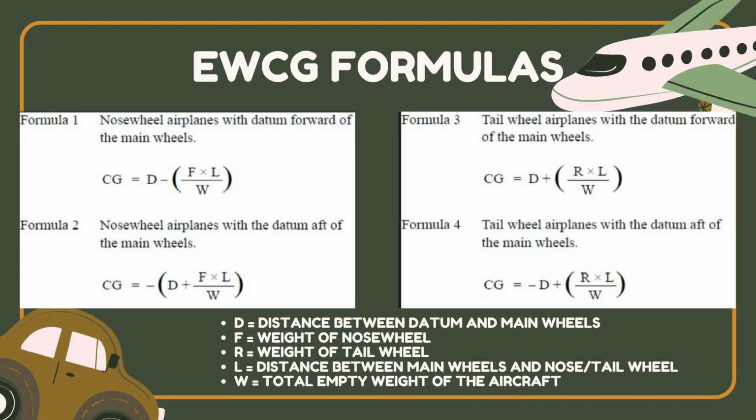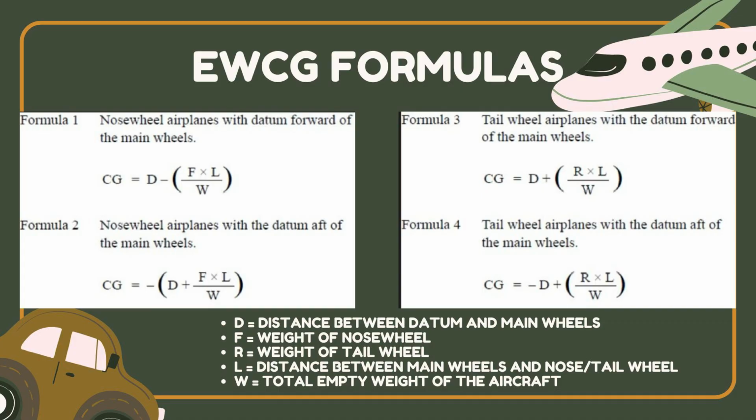We have 4 EWCG formulas. The first two are for nose-wheel aircraft, while the other two are for tail-wheel aircraft. Each formula has its own purpose, so we must fully understand or analyze the question before we start using a formula. For example, Formula 1 is only used when a nose-wheel airplane has a datum that is forward of the main wheels. And Formula 2 is also for a nose-wheel aircraft, but the datum is aft of the main wheels.